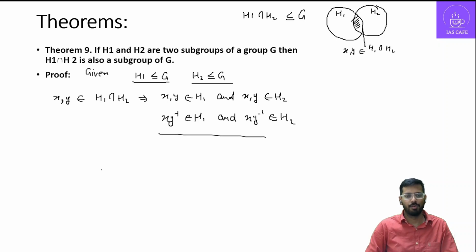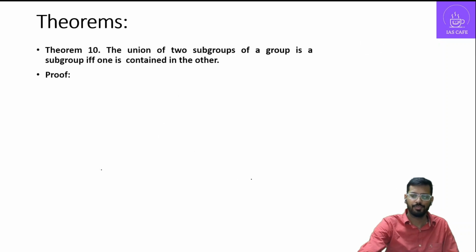ठीक है, from these two we can write XY inverse belongs to H1 intersection H2. इंटरसेक्शन होता ही है कि जो दोनों सेट के अंदर बिलोंग कर रहा है वही एलिमेंट इंटरसेक्शन में आ रहा है. सो फ्रॉम दिस वी कैन से बाय वन स्टेप टेस्ट, we can say H1 intersection H2 is a subgroup of G. Hence proved. Now next theorem: the union of two subgroups of a group is a subgroup if one is contained in another.